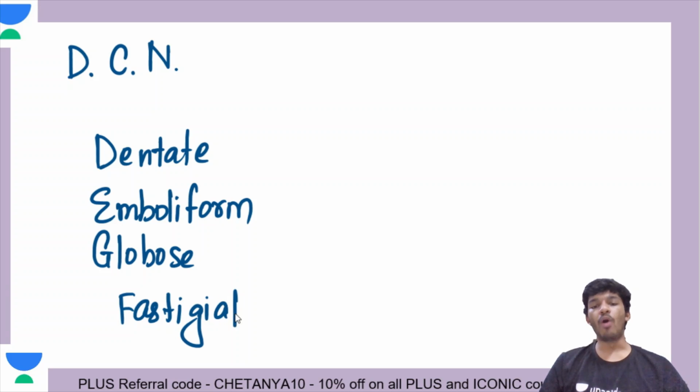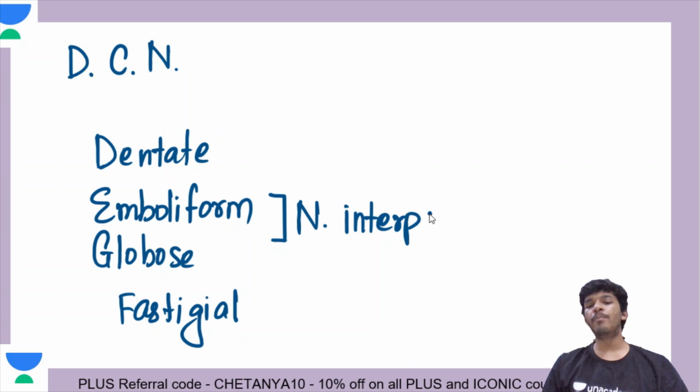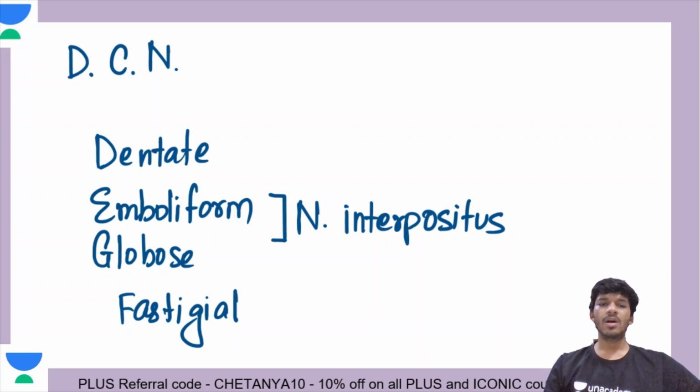This is also a mnemonic, because you have to remember the order in which they are present. Of these four nuclei, the globose and the emboliform together are called the nucleus interpositus, or the interposed nucleus. Understood? The mnemonic here is: don't eat greasy food. That's the mnemonic to remember the order in which they are present.